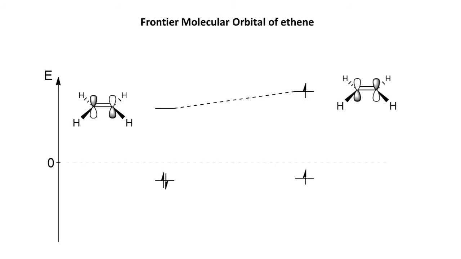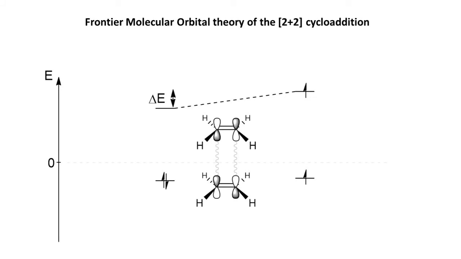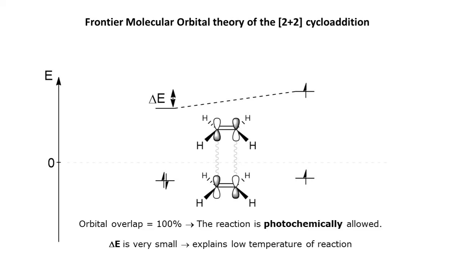Note that the energy gap is much smaller than in the two previous cases. The frontier orbitals have the same symmetry. Therefore, the overlap is important. And this is why the 2+2 cycloaddition is photochemically allowed. Please note that the small energy gap between the reactants' HOMO and LUMO correlates well with the low reaction temperature, as shown in the example at the beginning of this video.